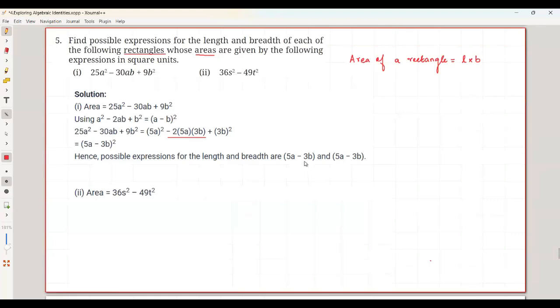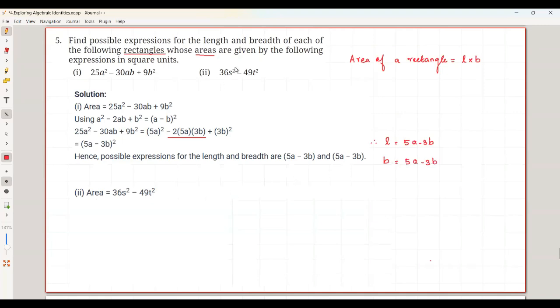That is nothing but our length, and this is the breadth. So therefore we can write here: length is equal to 5a minus 3b, and breadth is equal to 5a minus 3b. Both are coming the same.